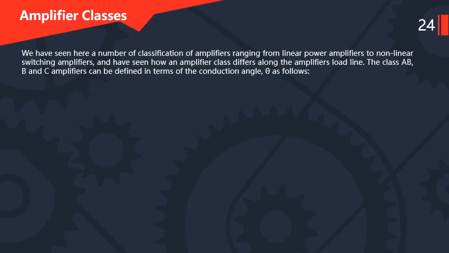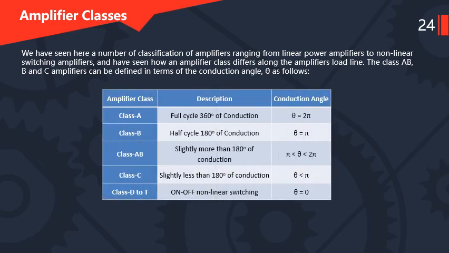We have seen a number of classifications of amplifiers ranging from linear power amplifiers to non-linear switching amplifiers and have seen how amplifier classes differ along the amplifier load line. The class AB, B and C amplifiers can be defined in terms of conduction angle theta as follows. So this is the table: class A, class B, class C, class AB and class D to T.